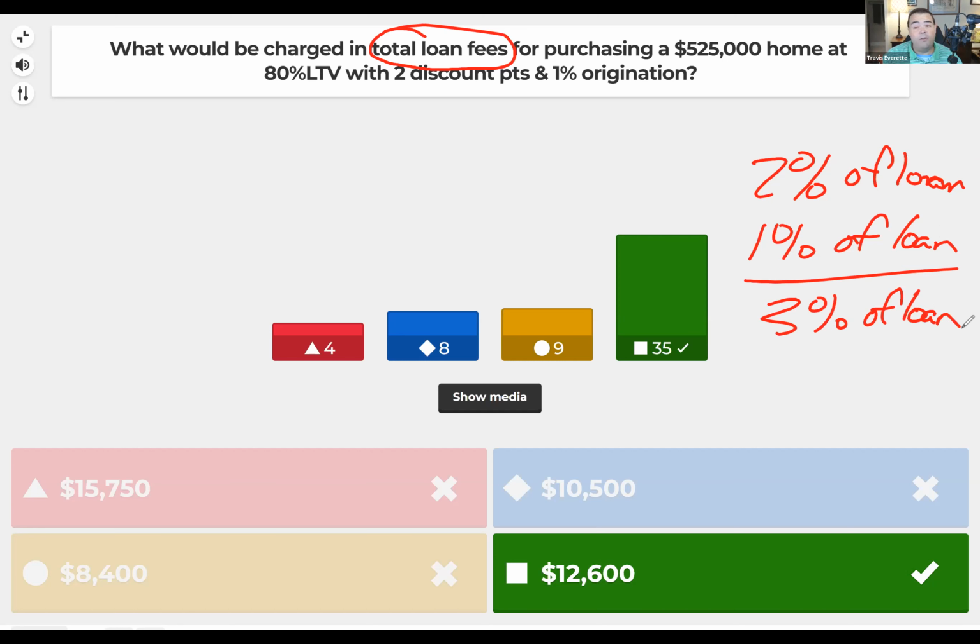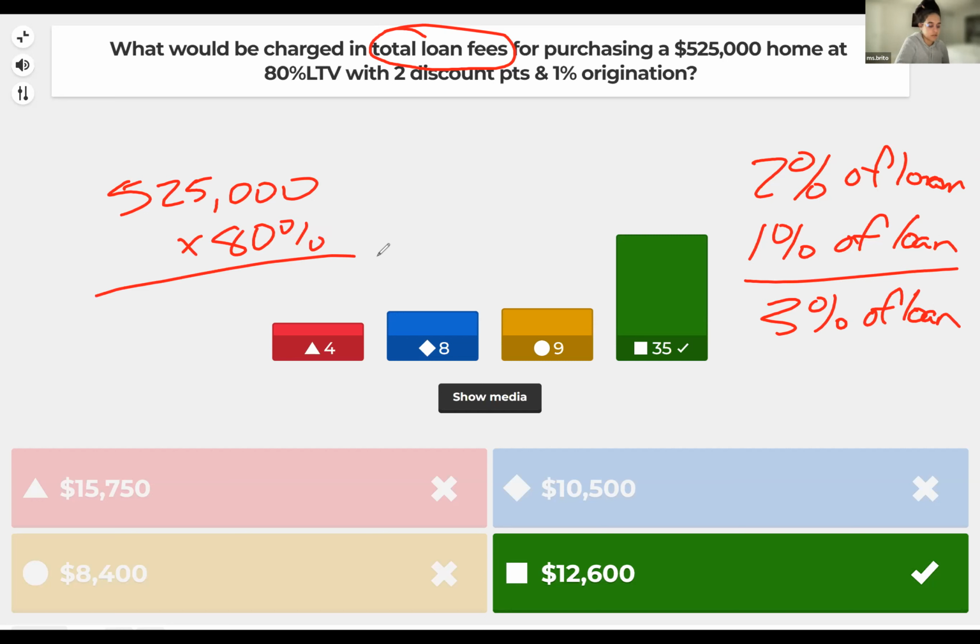Here's where you got to be careful on this question. Is it 3% of $525,000? No, that's a trap. Because they didn't borrow $525,000. They only borrowed what? 80% of that. So we need a loan amount here. $525,000 times 80%. That's a $420,000 loan.